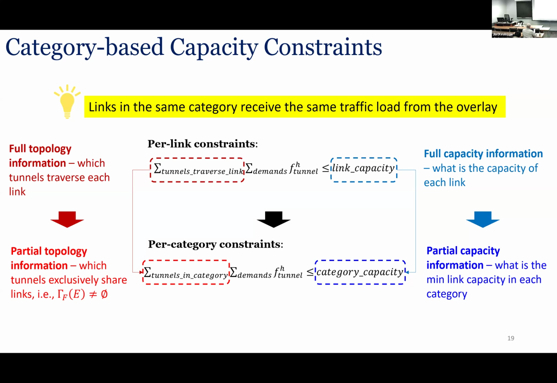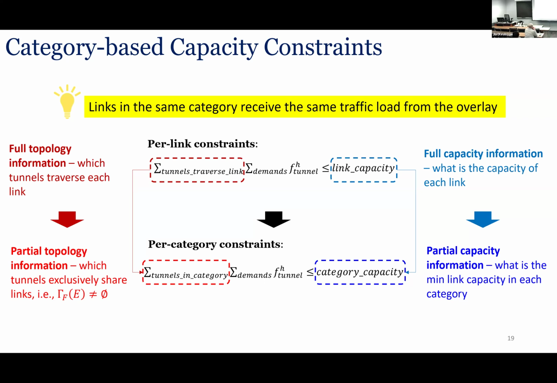Right? Therefore, if you look at all those link by link capacity constraints, you will be able to group them, because the left-hand side, the total traffic load imposed by the overlay, must be identical for all the links belonging to the same category. And therefore, it suffices to have one constraint for each category, where on the right-hand side, I impose the minimum link capacity for the links within the category. Let's call it the category capacity. So it suffices to have a per category capacity constraint, and that's sufficient for congestion-free overlay routing.